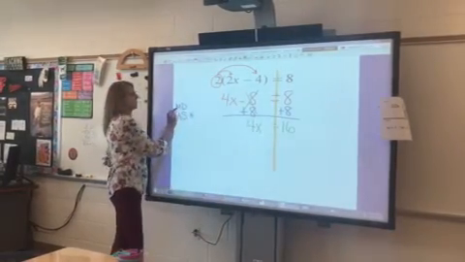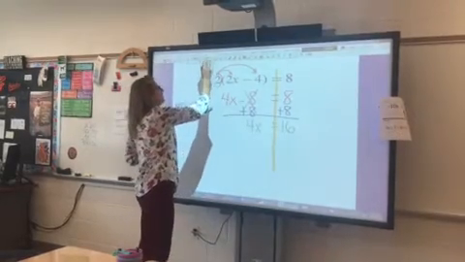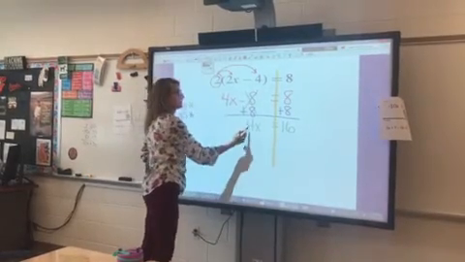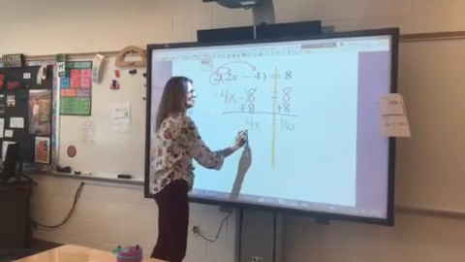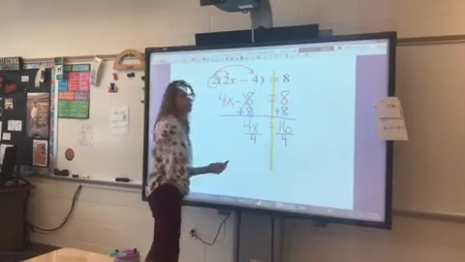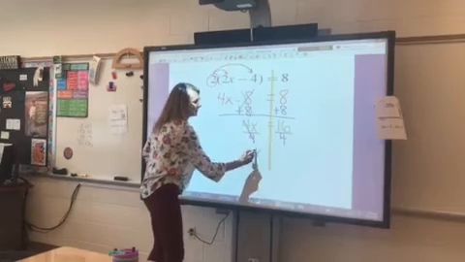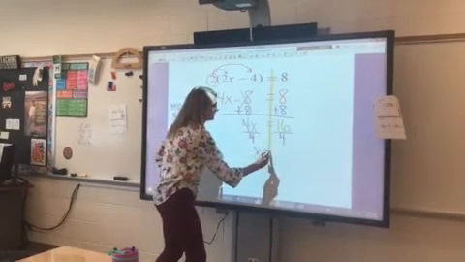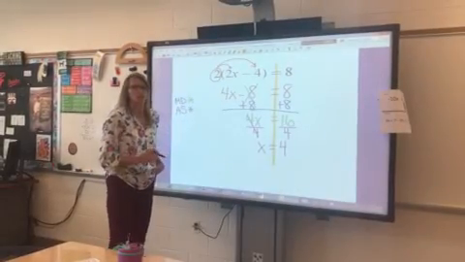Next, I'm going to come over here and I need to deal with my multiplication or my division. So when I look at this problem, I see that this is 4 times x. I'm going to use the inverse of multiplication, which is division. I'm going to divide both sides by 4. That's my division property of equality. 4 divided by 4 will cancel out, leave me with just an x on this side. And 16 divided by 4 will equal 4. And that's how you solve an equation algebraically.